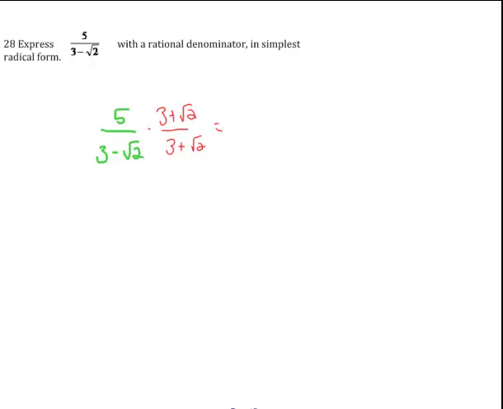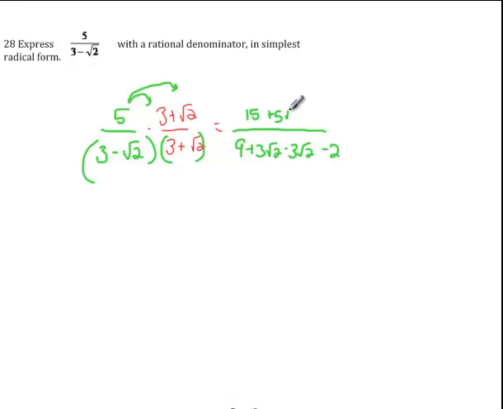I FOIL out the bottom: 9 plus 3 radical 2 minus 3 radical 2 minus 2. Up top, we have a single distribution. We have 15 plus 5 radical 2. We know the whole reason we multiply by a conjugate is to get the middle radicals to cancel out. So we have 15 plus 5 radical 2 over 9 minus 2, which is 7.